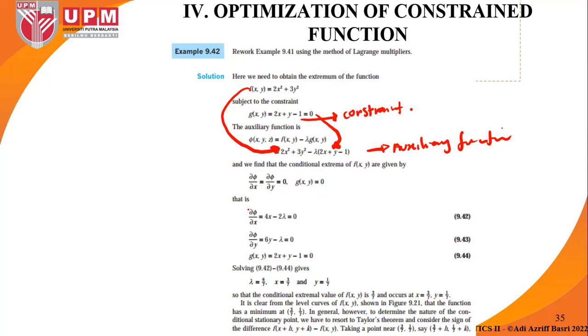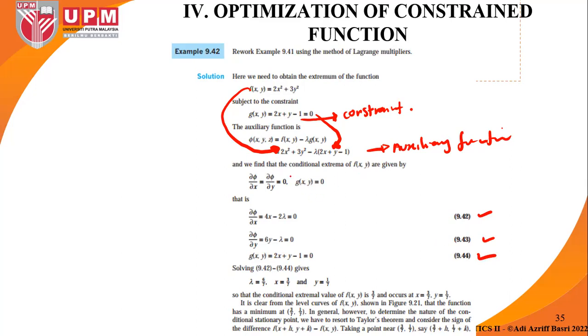When we differentiate psi with respect to x, we get 4x minus 2 lambda. You differentiate in terms of x: 2x becomes 4x, minus lambda, so 4x minus 2 lambda is equal to 0. This is the first function. Then when we differentiate psi with respect to y, we get 6y minus lambda equal to 0. So we get the second function. And the last one, we get g(x,y), which is equal to 0: 2x plus y minus 1 equal to 0. You get the third function.